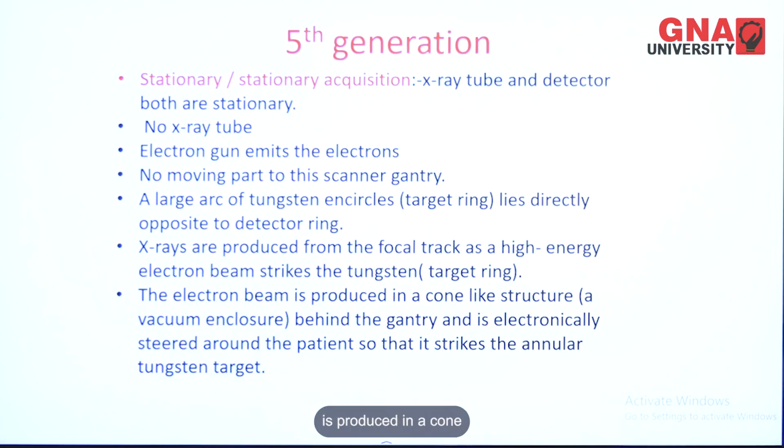So the electron beam is produced in a cone-like structure, a vacuum enclosure behind the gantry, and is electronically steered around the patient so that it strikes the annular tungsten target.